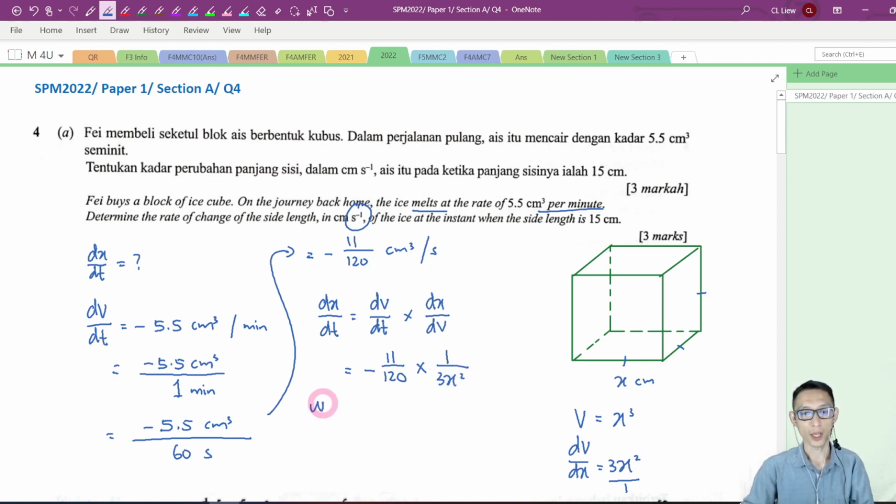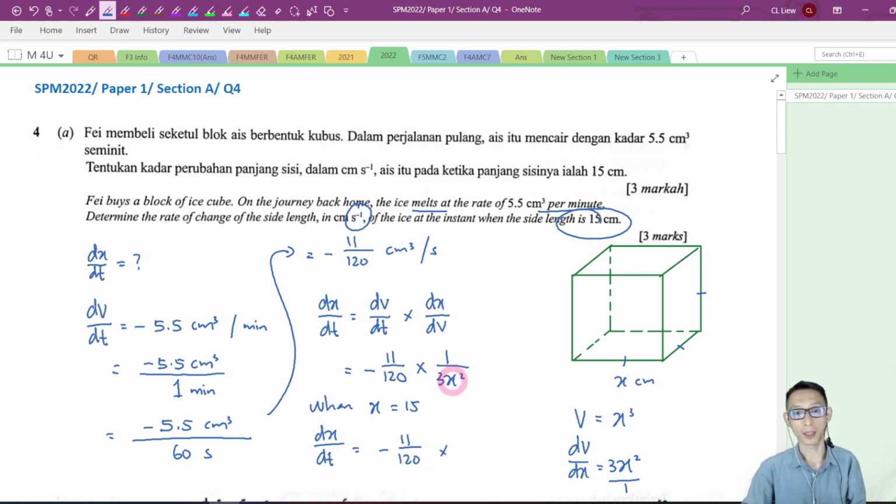Okay, so when x is equal to 15, what is the rate of change of the side length? dx/dt will be equal to negative 11 over 120 times, now I'm going to replace the x by 15, 1 over 3 times 15 squared. Okay, just press your calculator.